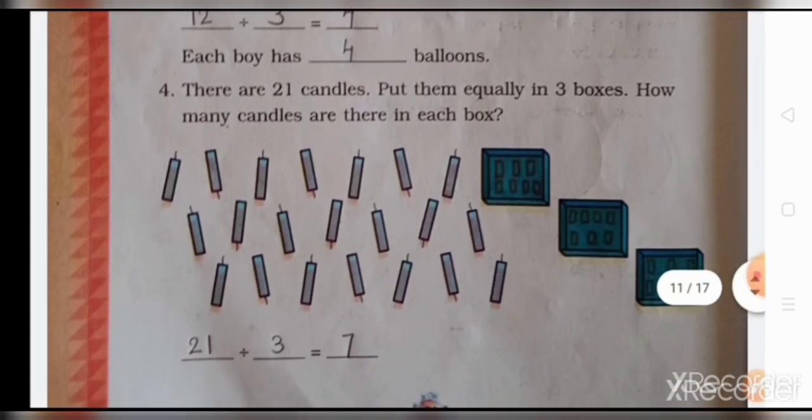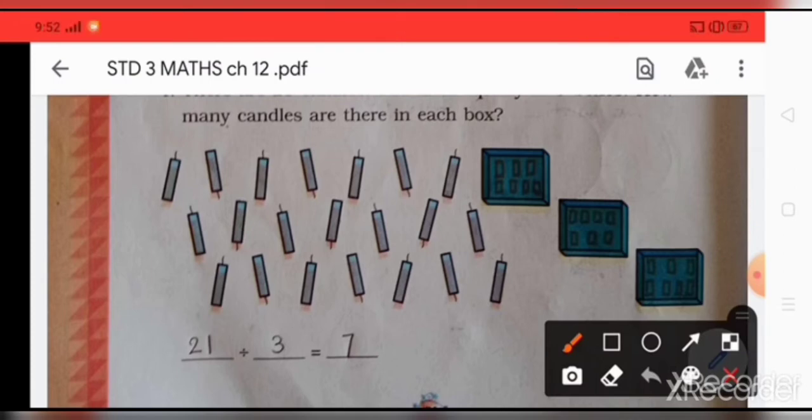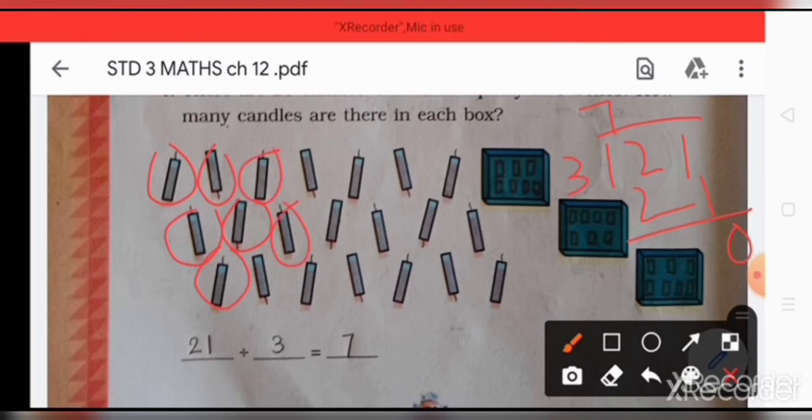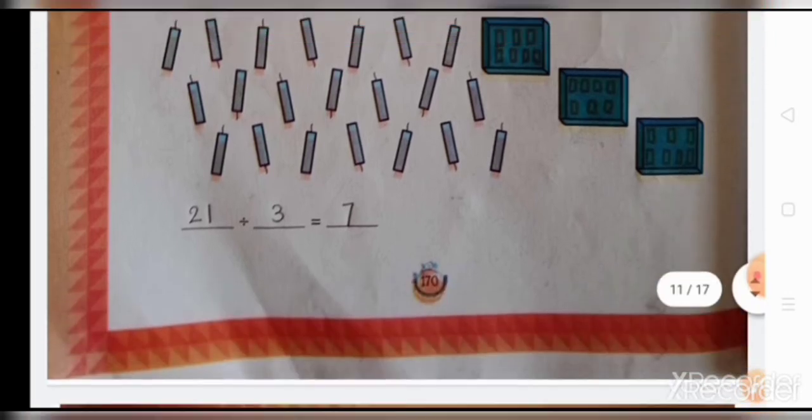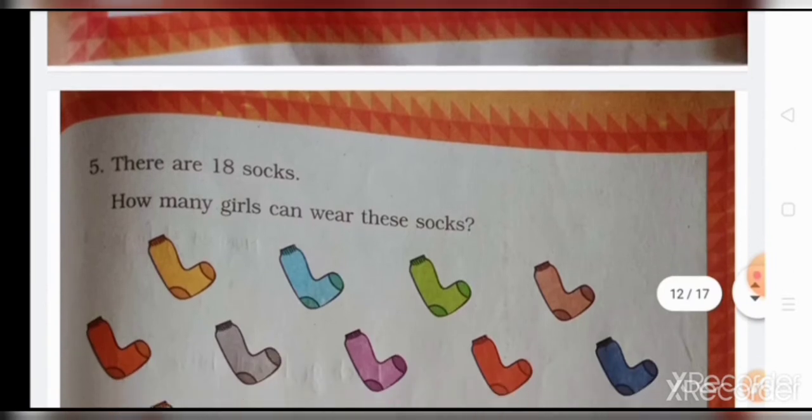There are 21 candles. Put them equally in 3 boxes. How many candles are in each box? That means 21 divided by 3. In the 3 table, how many times does 21 come here? 3 7s are 21. Then how many candles are in each box? 1, 2, 3, 4, 5, 6, 7. How many candles are coming in one box? 7. That means 21 divided by 3 is equal to 7.